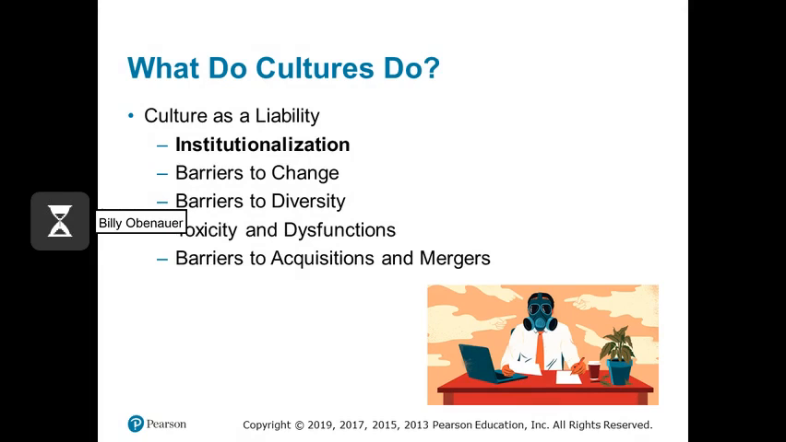Now, for all the great things that we've talked about with organizational culture, our organizational culture can also act as a liability. One of the ways that it can act as a liability is through what we call institutionalization. This is what takes place when we start to place value on our organization for the organization itself rather than for what the organization does for people. I'm going to give you an example here, and I'm going to talk more about this company later on in this video.